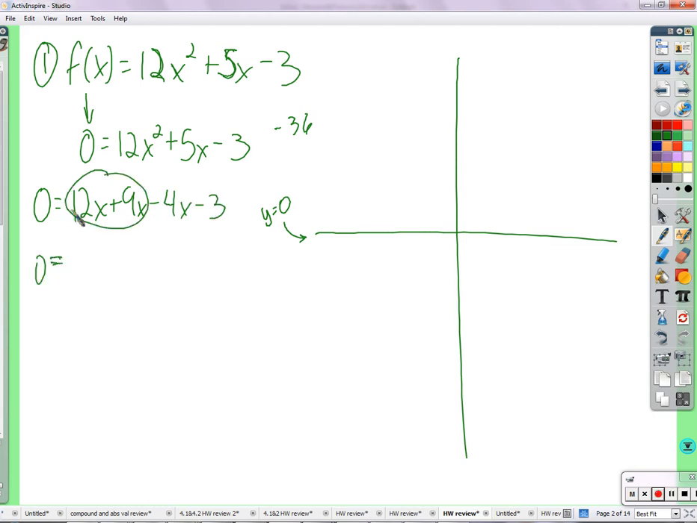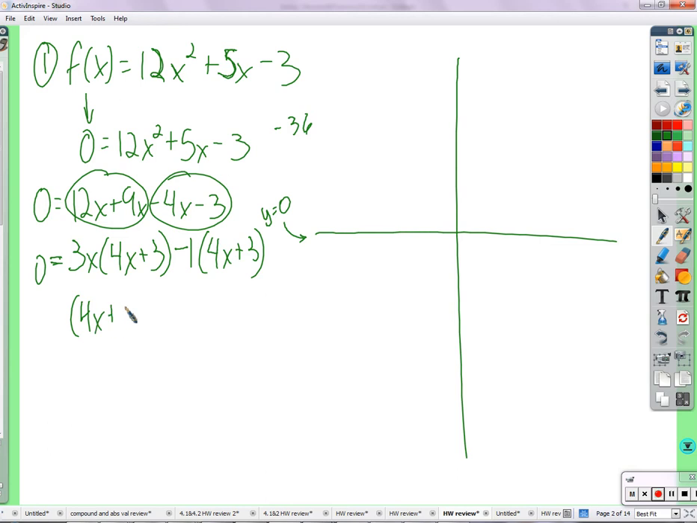Right, we look at this group. What does this group have in common? 3x. 3x, that leaves 4x plus 3. What do these two have in common? Negative 1. Negative 1, that leaves 4x plus 3. We factor out the 4x plus 3. Leaves us with 3x minus 1.